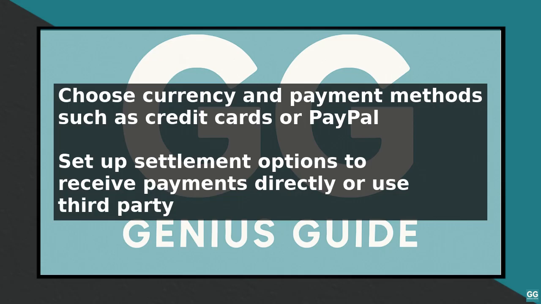Next, set up your settlement options, which determine how you receive payments from WorldPay. You can choose to receive payments directly into your bank account or use a third-party settlement service. Ensure you have the correct bank account details and other required information to avoid any payment processing issues.